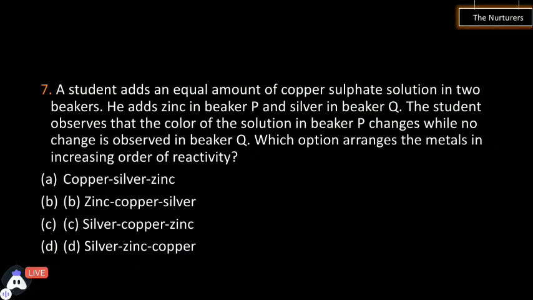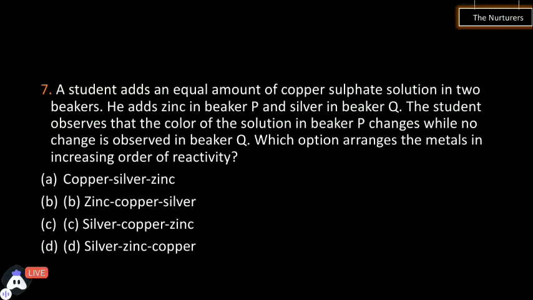Further, the next question is, a student adds an equal amount of copper sulfate solution into two beakers. Now we have two beakers and the student added equal amount of copper sulfate solution in both of them. He adds zinc in beaker P and silver in beaker Q. The student observes the color of the solution in the beaker P changes while no change is observed in the beaker Q. What did the student observe?